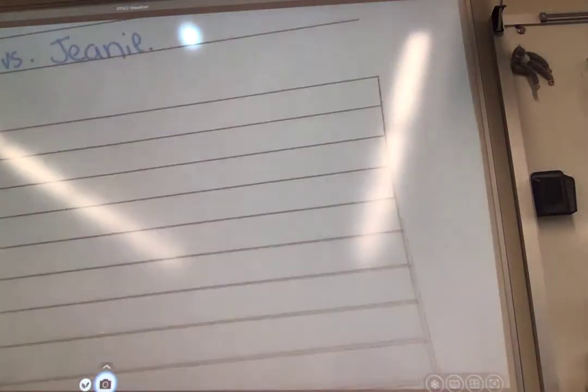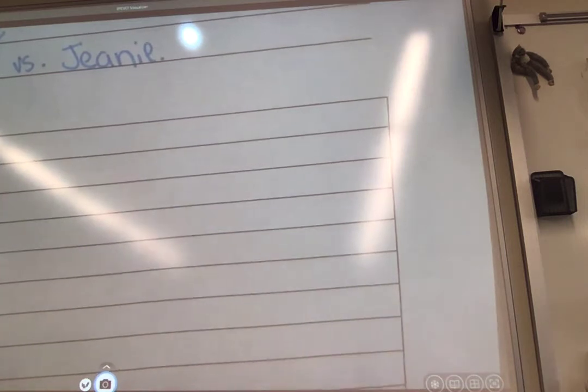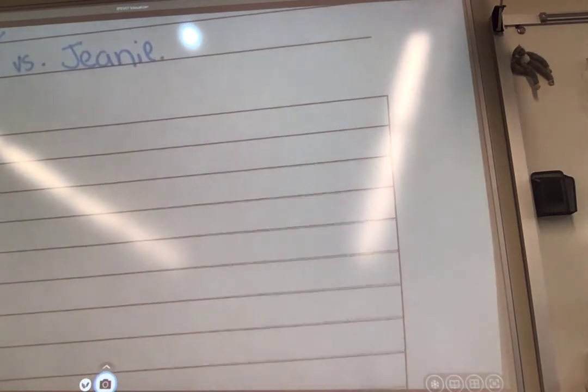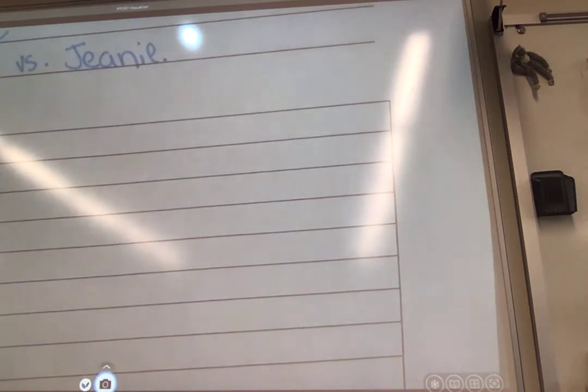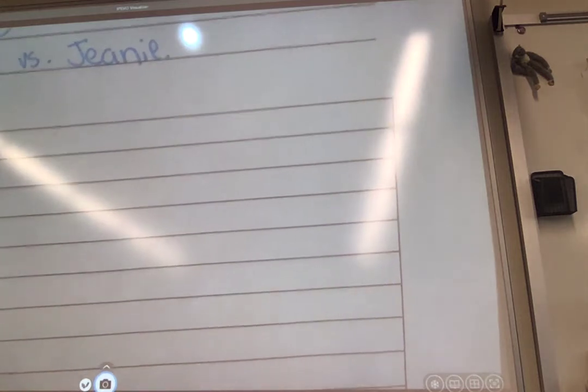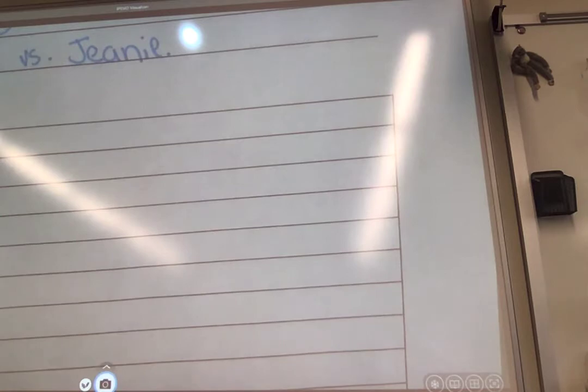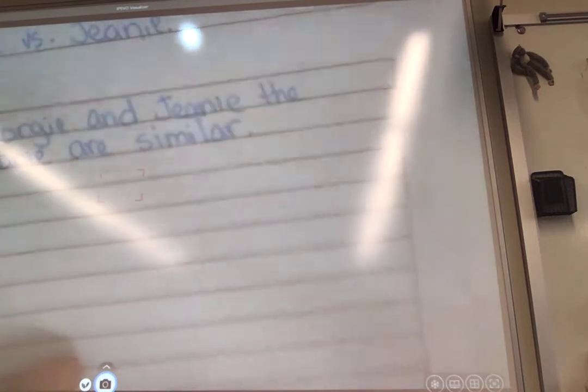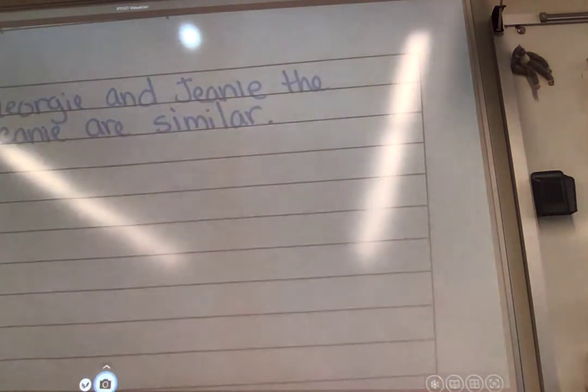Here we go. My topic sentence. I'm going to start by introducing my characters, Georgie and Jeannie the Meanie. And I'm going to put the words "are similar." Did I tell you what I'm going to be writing about in that paragraph? Yep. What am I writing about? Georgie versus Jeannie the Meanie, and how they are similar. So, do not write anything about this yet. Georgie and Jeannie the Meanie are similar. Period. Okay, so I have my topic sentence for my similar paragraph.